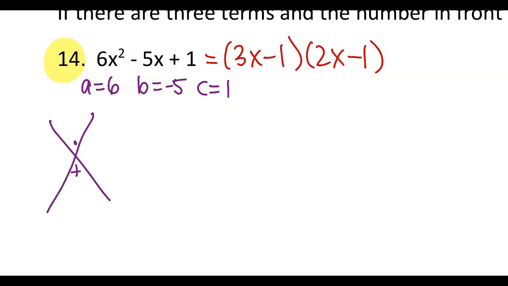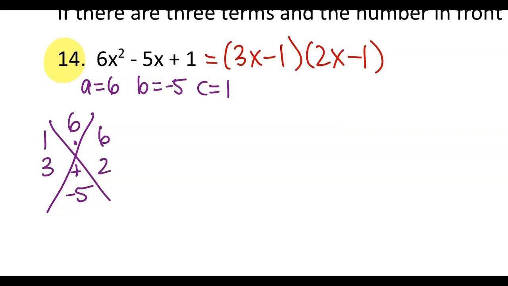I'm going to make my little X chart, and I'm going to multiply A times C, which is 6, and I'm going to recopy my B number down here. So what this tells me is I need to find 2 numbers that when you multiply will give you a positive 6, and when you add them will give you a negative 5. So again, if you don't know what to do, just write out the multiples.